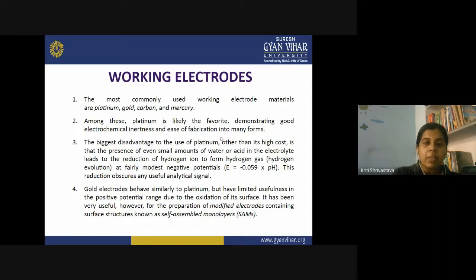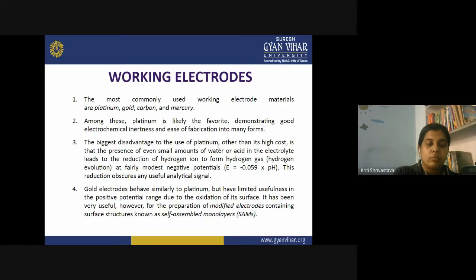But the problem here is its high cost. Platinum is really a costly metal, and the presence of even a small amount of water or acid in the electrolyte leads to the reduction of hydrogen ion to form hydrogen gas at fairly modest negative potential. So this reduction obscures any useful analytical signal.